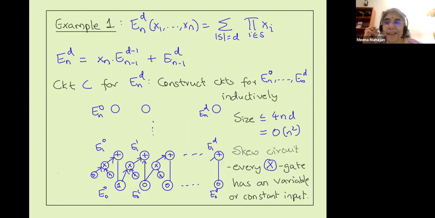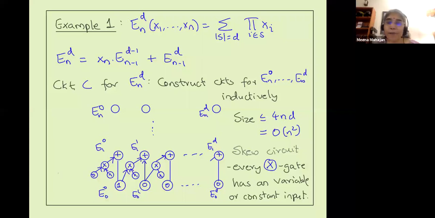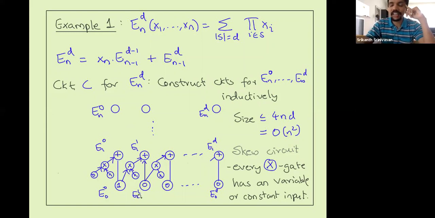Yes, can I interrupt here? Yes, please. Since you said initially that product gates could have many wires coming into them. Good. Yeah. So then for a skew circuit, you would want that every product gate has at most one wire that is not a variable, right? Yeah, that's right. In this example, all the product gates just have 2 wires, so one is a variable. That's right. Yes. Thanks very much for pointing that out, Meena.